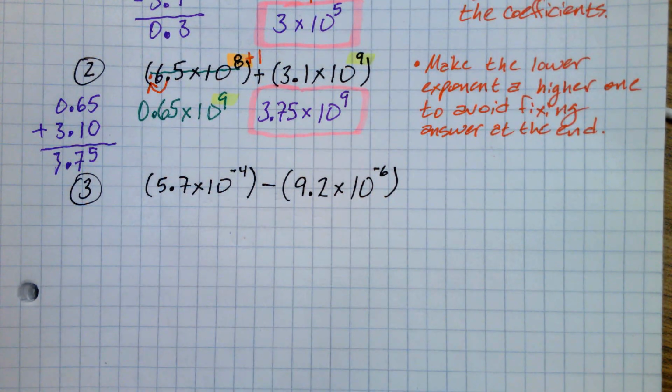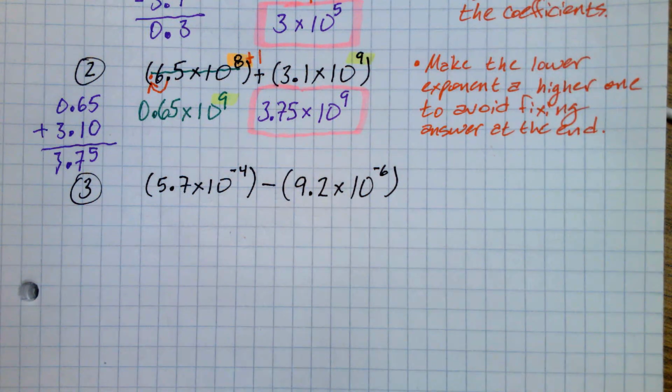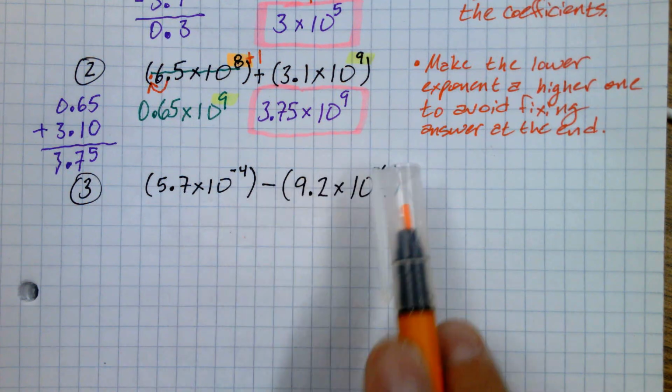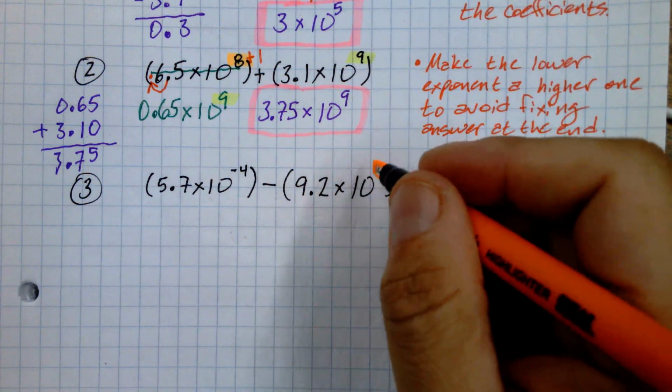Okay. So let's take a look. The powers aren't the same. So we have to go with a smaller number, the lesser number. Think about the number line on the negative end. Which number is smaller, negative 4 or negative 6? Negative 6. So we want to change this one.